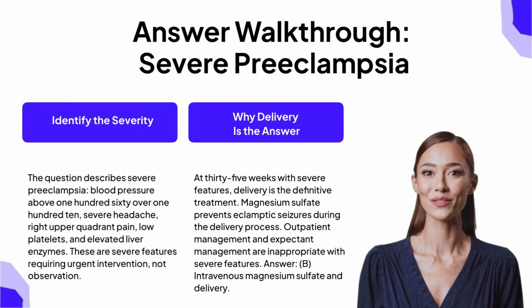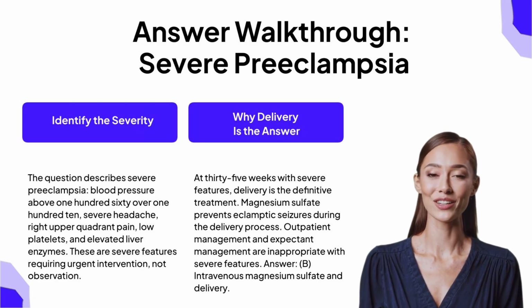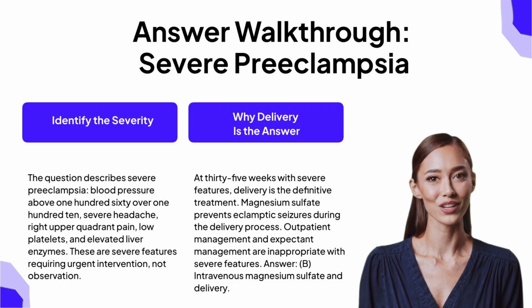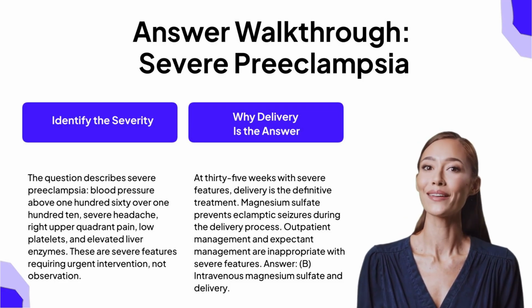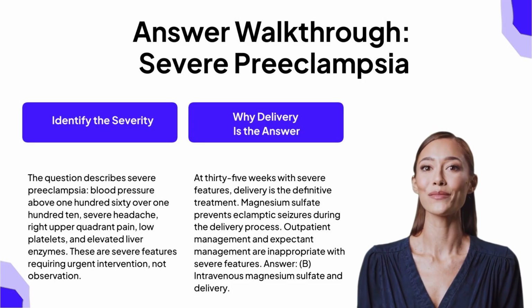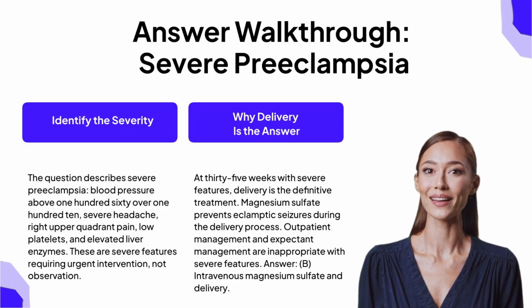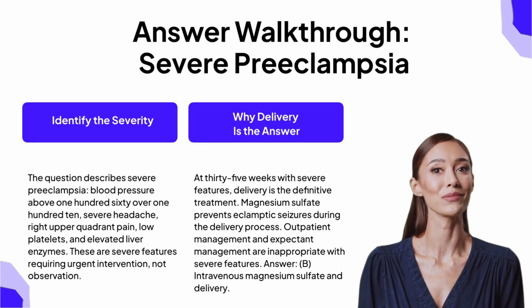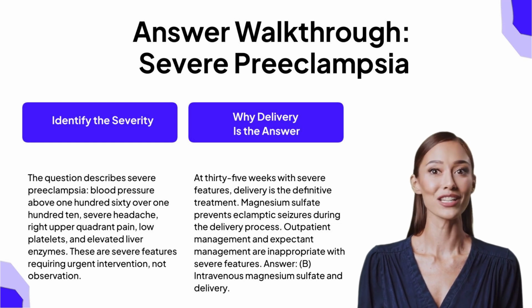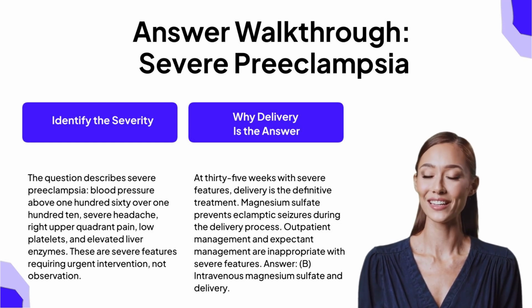Let us break this down. First, identify the severity. This patient has multiple severe features: blood pressure above 160/110, severe headache, right upper quadrant pain, thrombocytopenia, and elevated liver enzymes. This is severe preeclampsia, possibly evolving into a syndrome of hemolysis, elevated liver enzymes, and low platelets.